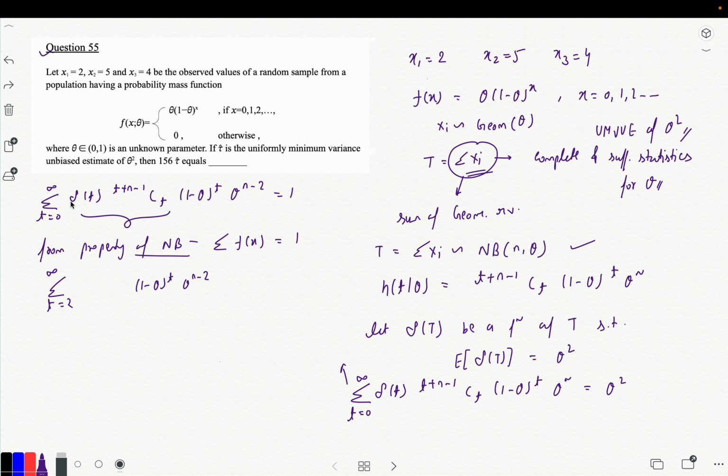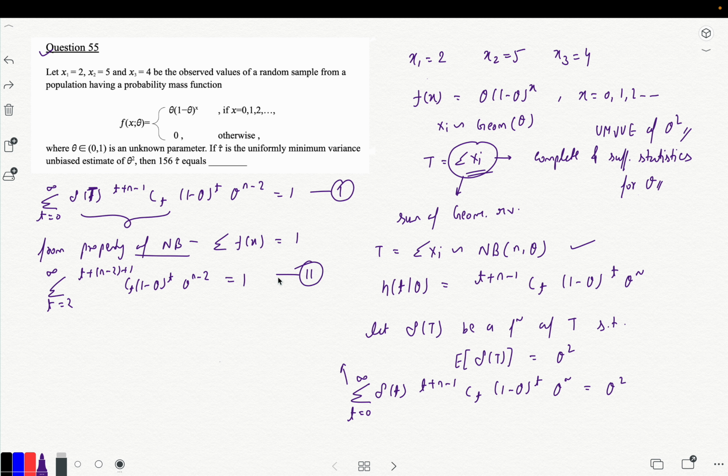Okay. Now delta t is a function of t right now. It is the function of t. Let's just write it here like this. So I have to make this as a probability mass function of negative binomial according to this n minus 2. So I have applied t plus n minus 2 plus 1 ct, and we know that the sum of negative binomial is equal to 1. So that's my first equation.